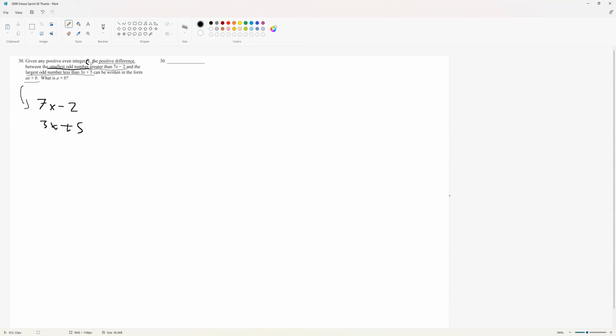So I know that x has to be an even number. And so I will have an even number, x, multiplied by an odd number. This will still be even, right? Like 2 times 7 is equal to 14, 4 times 7 equal to 28, and so on and so forth. It will always be even. And if I subtract 2, this will stay even. So to find the smallest odd number that's greater than that, I can simply add 1 to it. So this is going to be my first term: 7x minus 2 plus 1.